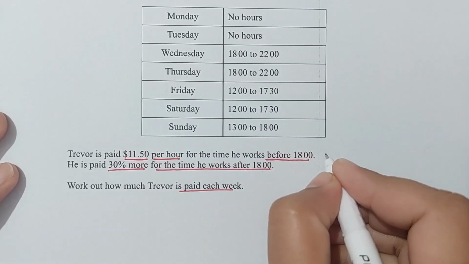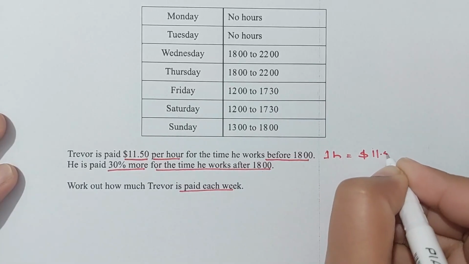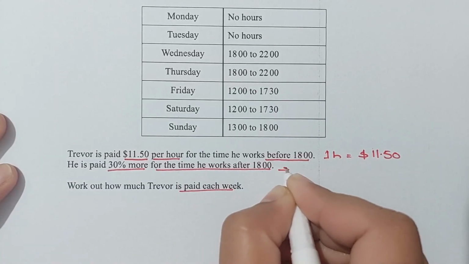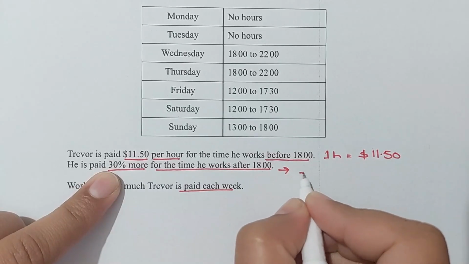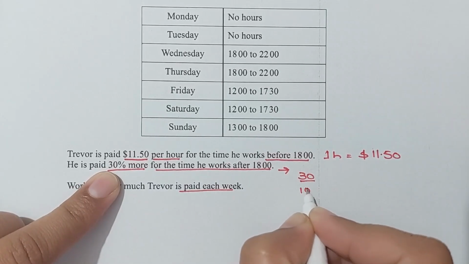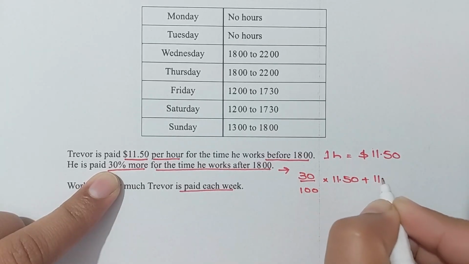So before 18:00, 1 hour's salary is $11.50. And after 18:00, 30% more is paid. So what is 30% of 11.50, and then add this to 11.50?